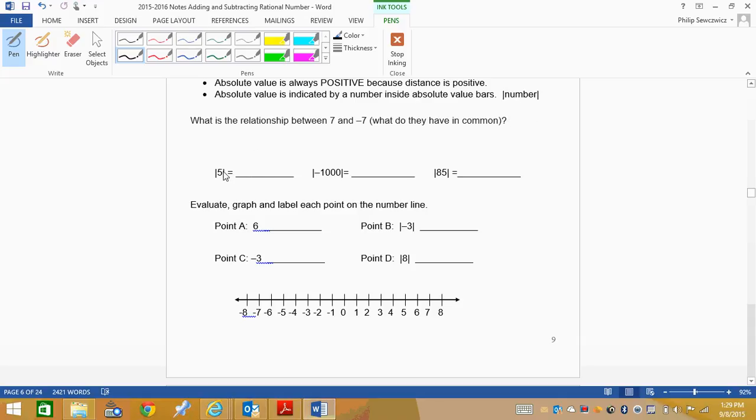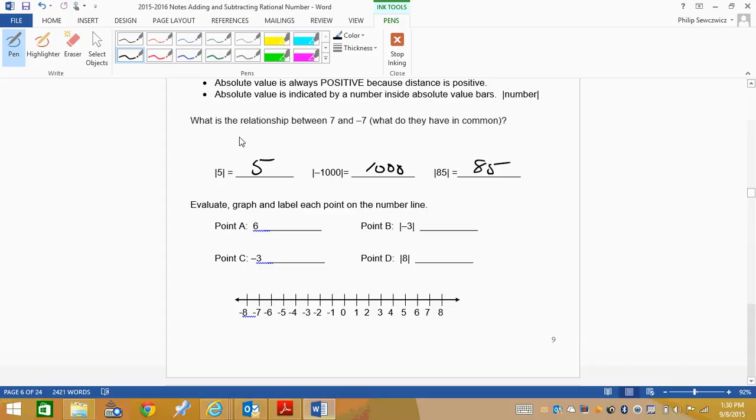All right, so you can see some examples here. That's the absolute value of 5. So how far is 5 away from 0? It's 5. How far is negative 1,000 away from 0? It's 1,000. And how far is 85 away from 0? It's 85. All right, so it is always a positive amount.